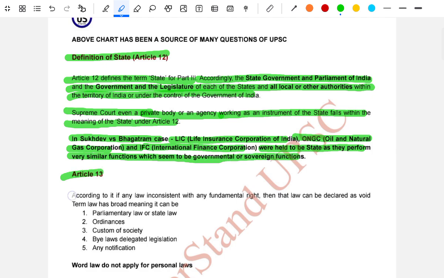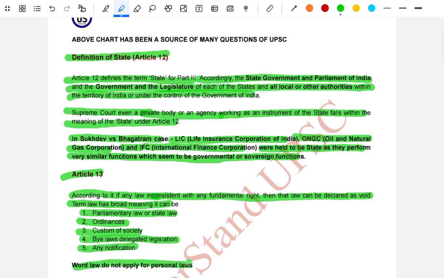Article 13. According to it, if any law is inconsistent with the fundamental rights, then that law can be declared void. The term law has a broad meaning. It can be parliamentary law or state law, those are ordinances. Third, customs or usages. Fourth, by-laws and delegated legislation with any notification. The word law does not apply to personal law.